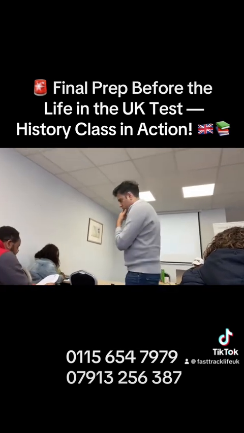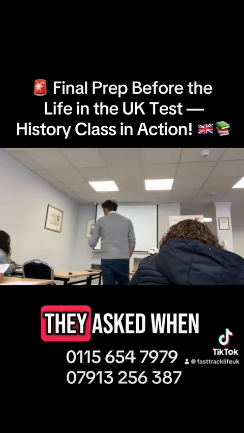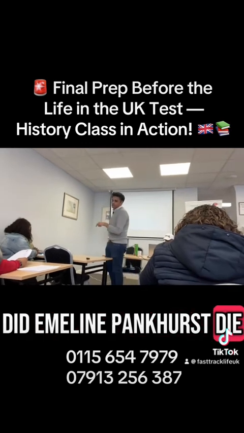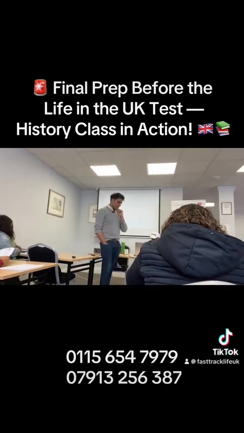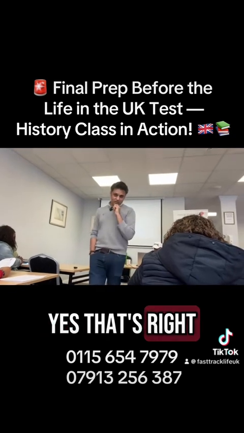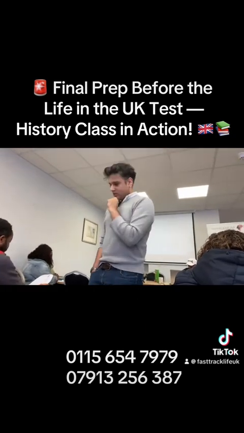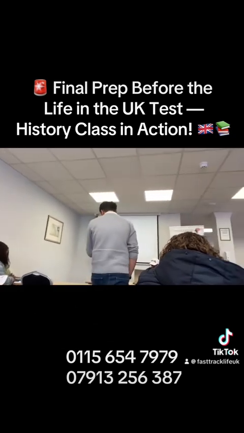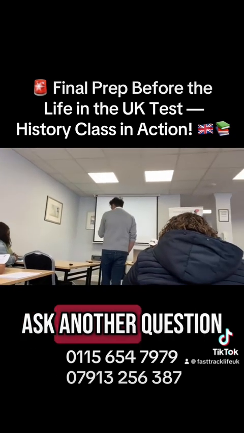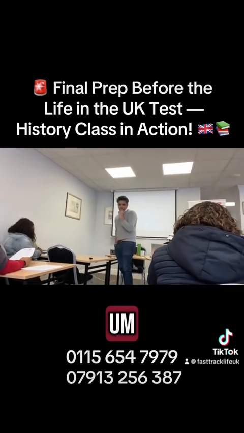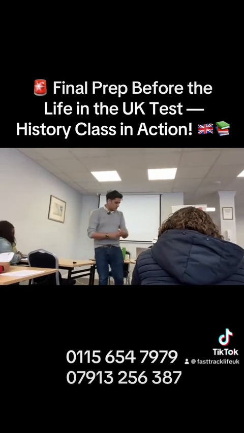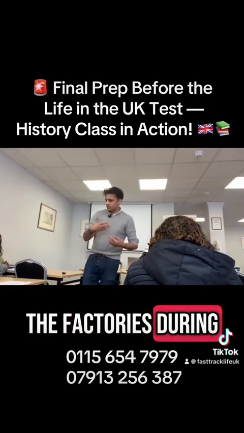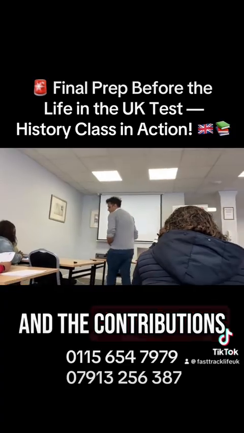So, Emily, they ask, when did Emmeline Pankhurst die? She died the same year that they got the vote. Yes, that's right. And they could ask another question, why did women get the vote? Because they worked very hard. They worked very hard in the factories during the war and the contributions.